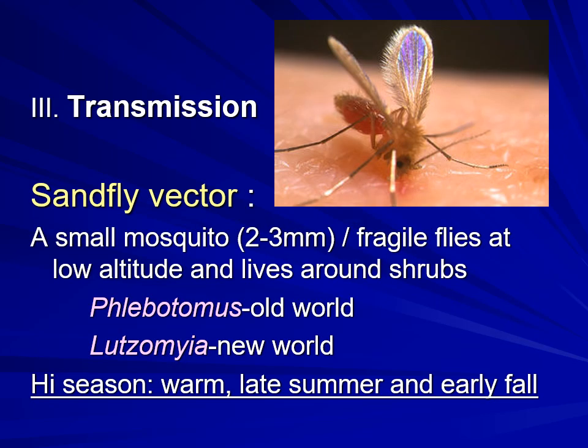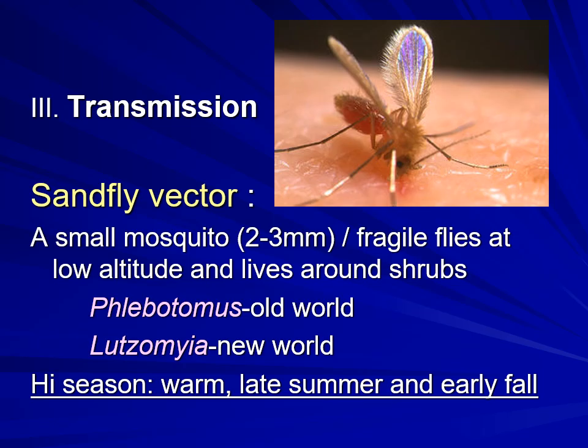Transmission, this is the sandfly vector. It's a small mosquito, 2 to 3 millimeters in size. It's fragile and it flies at low altitude, and it lives around shrubs, which are small vegetations, and it occurs at about 1 to 2 meters from the ground level. Those are the shrubs, and it flies at that level usually.